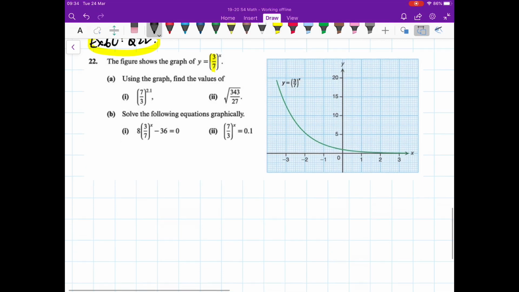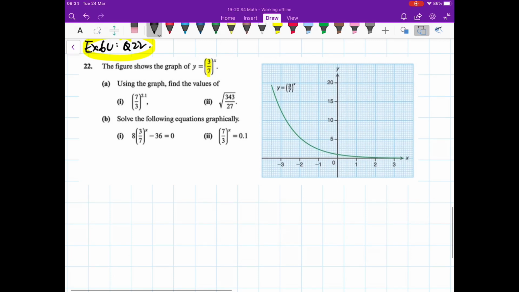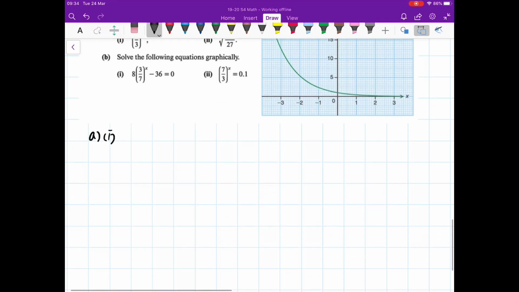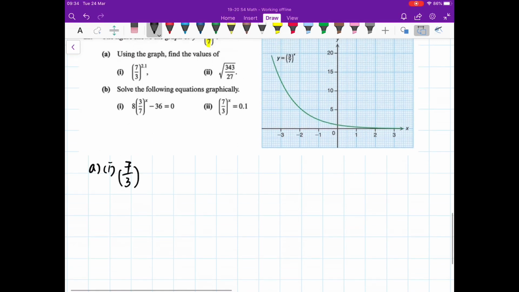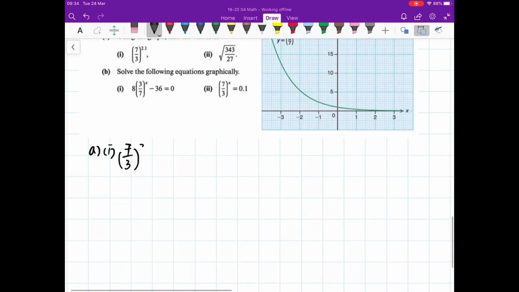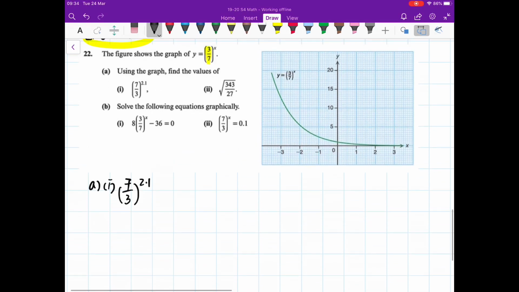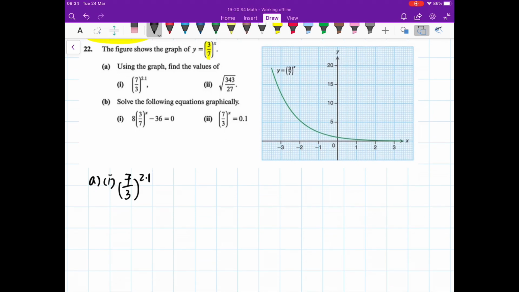So for part A, it asks you to find the values for 7 over 3 to the power 2.1 and the square root of 343 over 27. So for part A1, 7 over 3 to the power 2.1.